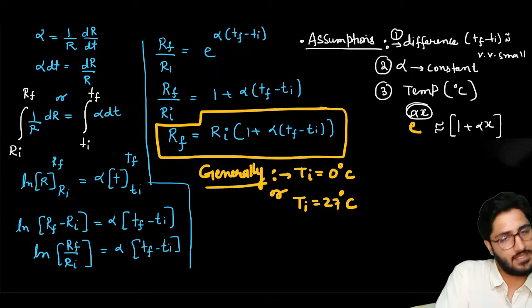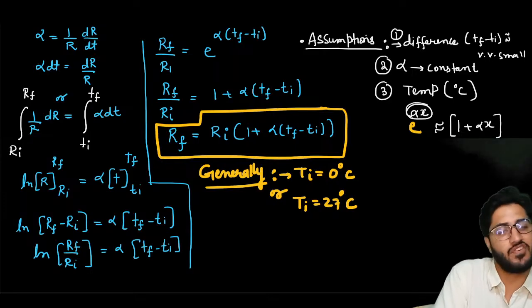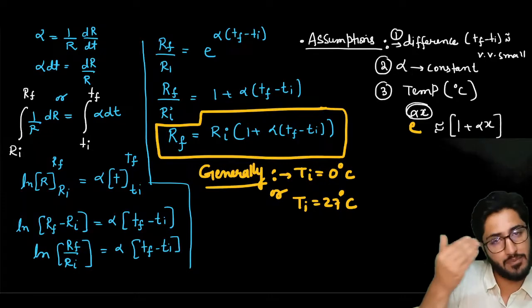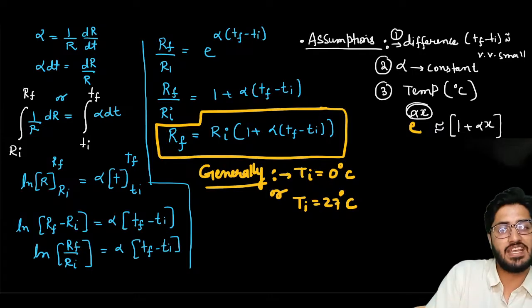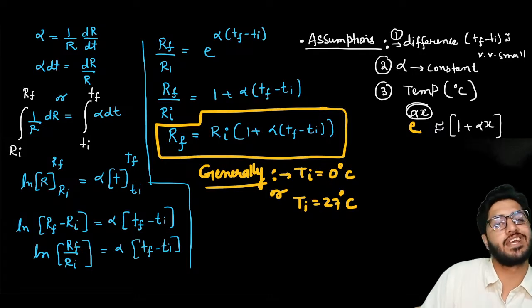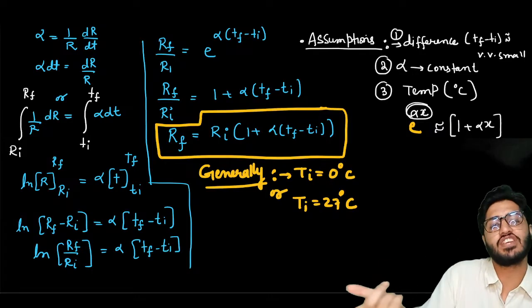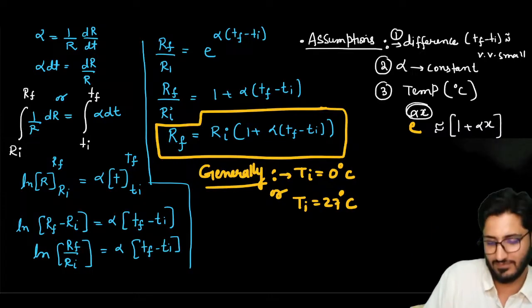This formula, yes, we can change it at the end, there is no issue. I will show you some numericals. Now, look, we are doing the derivation, so specifically here, we need to deal with degree centigrade only. But later on, we can change it to Kelvin. Now, there is no issue.